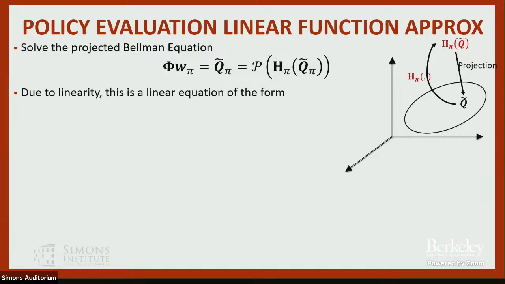Due to linearity, the Bellman policy evaluation operator is linear, and the projection also turns out to be linear. So you can show that this equation is essentially a linear equation of this form. I'm not showing what this A and B are. A and B depend on the policy, on the Bellman operator, on the feature vectors, everything. But essentially, it's a linear equation of this form. And the only problem is that since they depend on the underlying model, I don't know this A and B. If I knew A and B, I could just invert it.